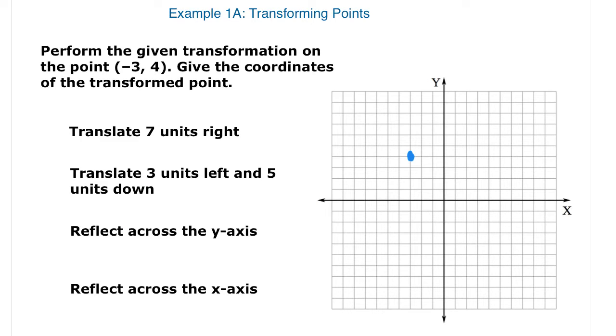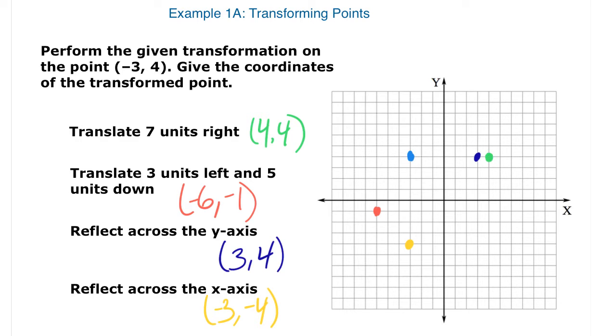So the first thing we're going to do is something you've probably done before, moving points around on the coordinate plane. You're given this point, (-3, 4) right here, and these are the different things you're going to do with it. So you're going to end up with 4 different points when you're done. I want you to try it on your own and then come back and check when you're ready.